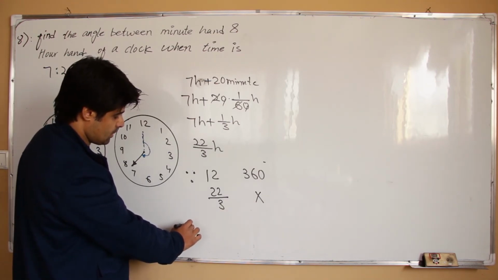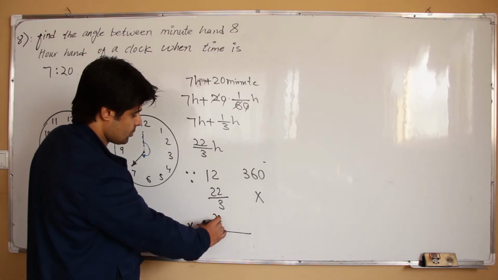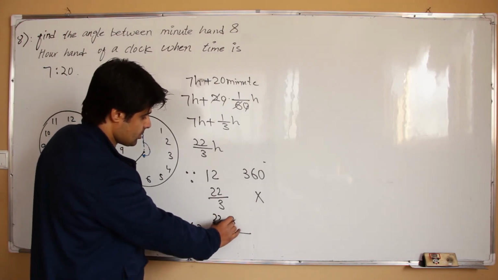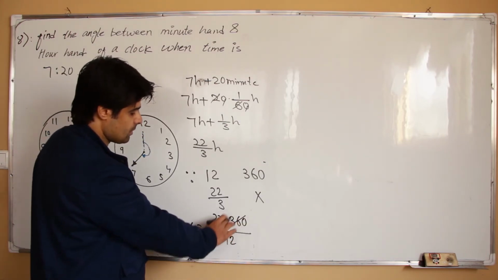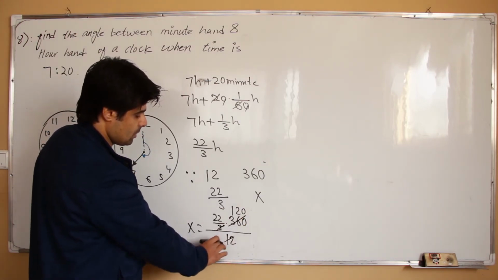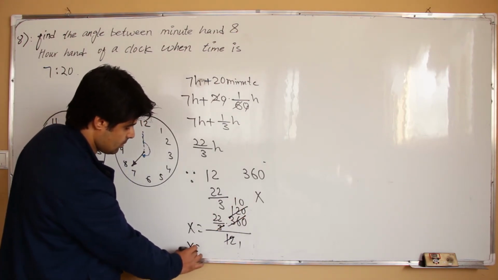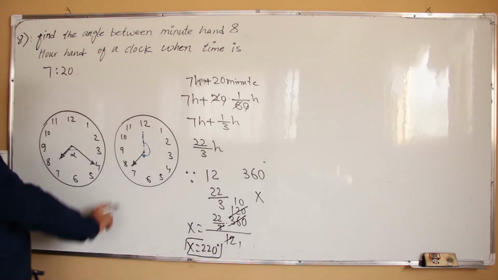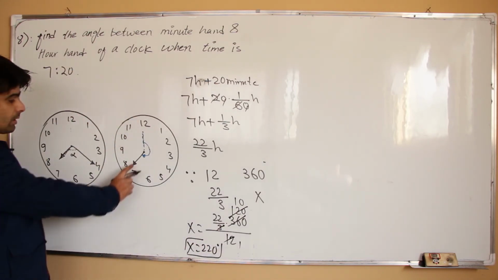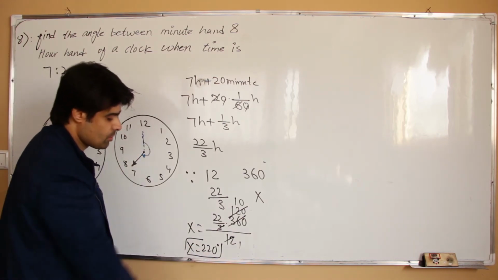X is what? X is equal to 22 divided by 3 times 360 divided by 12. Now we can cancel the 1, 2, 0, and in here we have 1, 0, and this one is 220 degrees. When the time is 7:20, the hour hand moves how many degrees?